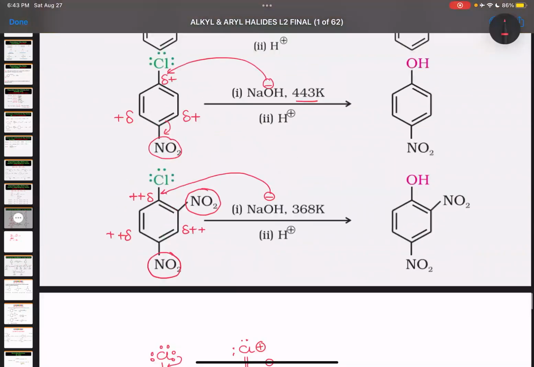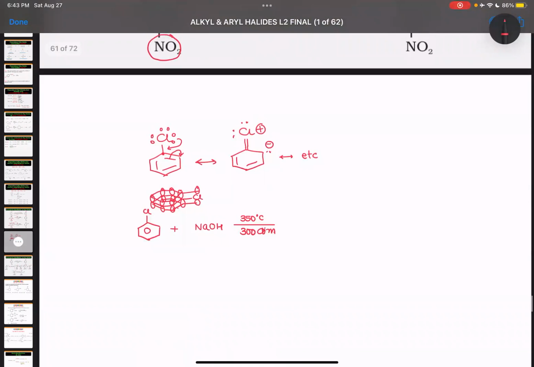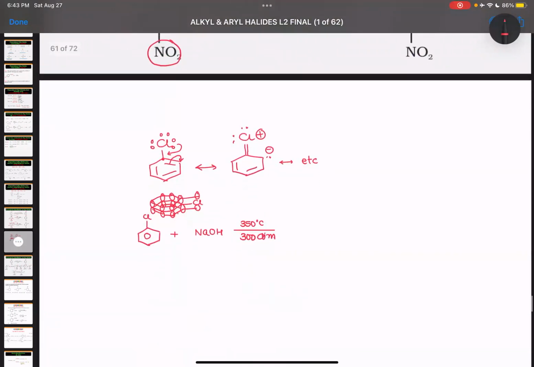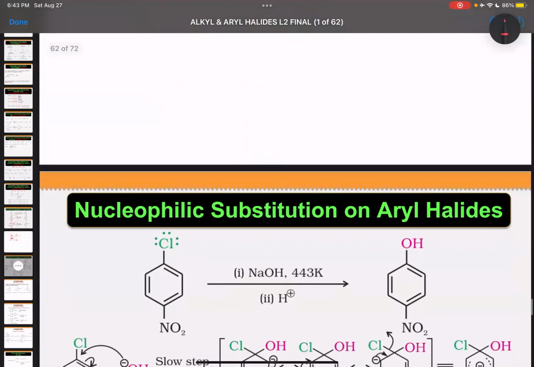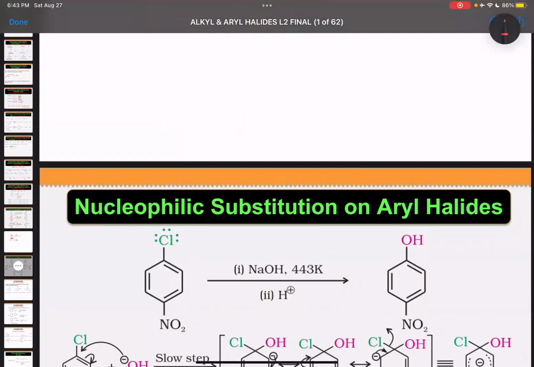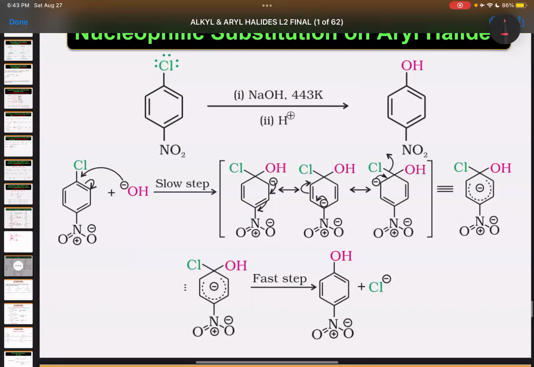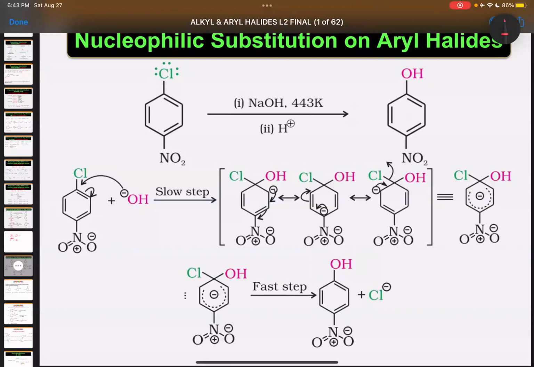So I hope this is clear. But you need to take high temperature for normal substrates. Okay. So let's see the mechanism. OH minus comes and joins in. It attacks at the position where the Cl is attached. The pi bond is shifted aside.